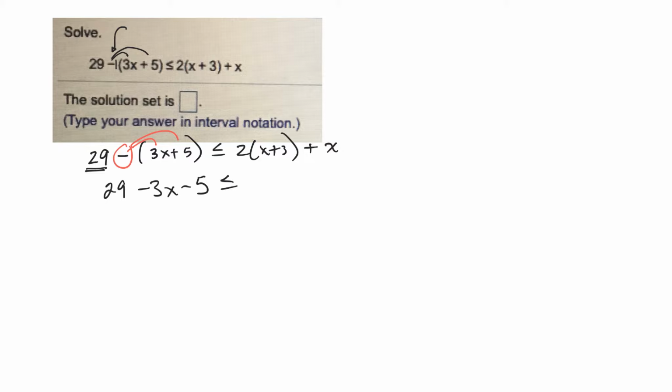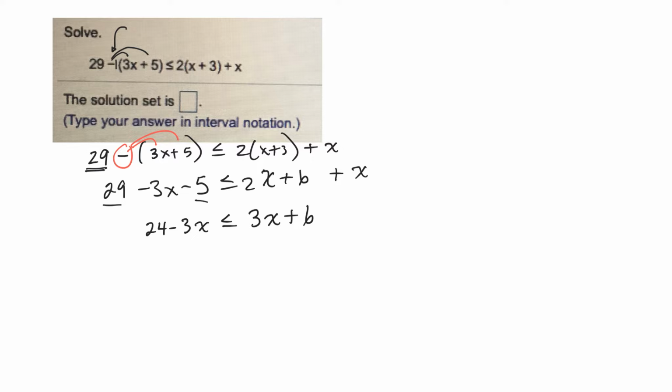All right, less than or equal to 2, oh, I'll distribute that already. So that would be 2x plus 6 plus x. I guess I don't need that closed bracket right there. Okay, I think I'm looking good. Now let's collect like terms. 29 take away 5 would be 24 minus 3x less than or equal to, this side I'd have a 3x plus 6 if I gather things.